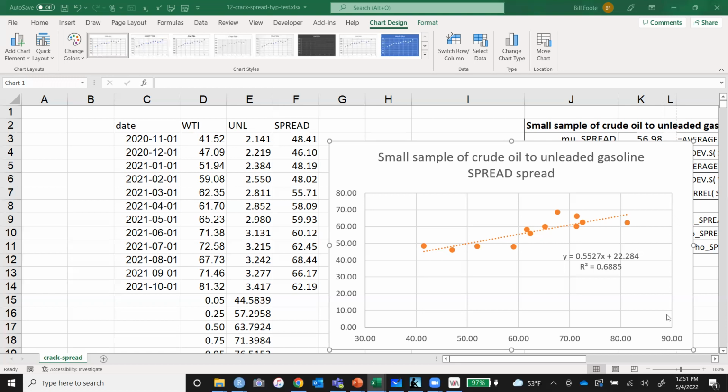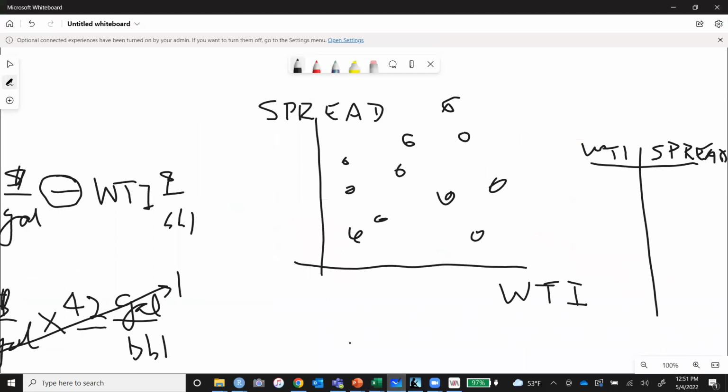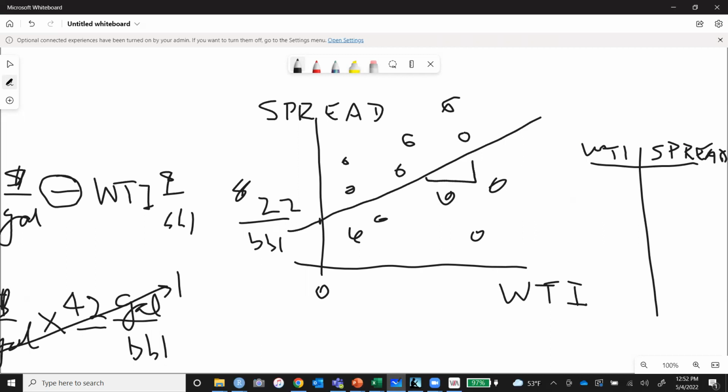Going back to the picture, there we go. And here's the $22 per barrel intercept, y-intercept. Remember, that's 0 WTI. I like everything 0. But suppose somebody paid for it. All right, there we go, 0 to you, $22 per barrel. And then we have the rise of 0.55.